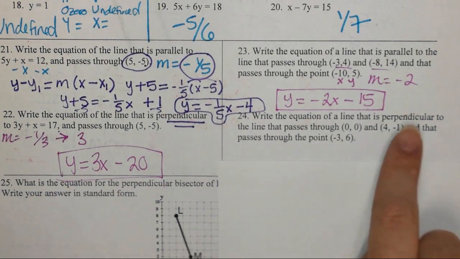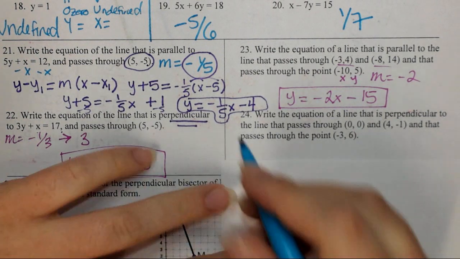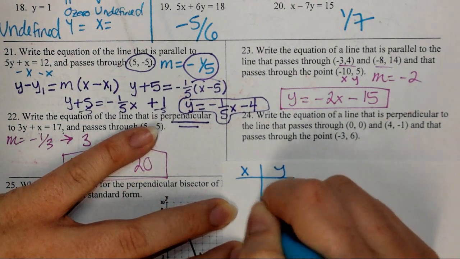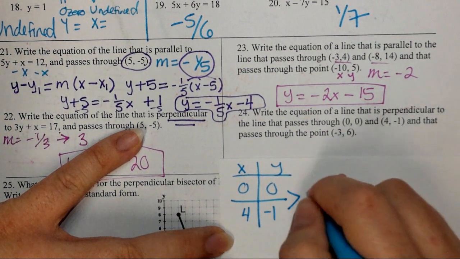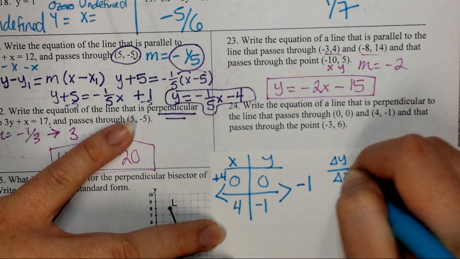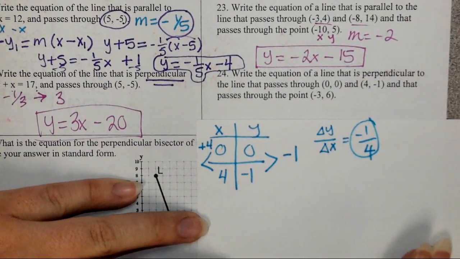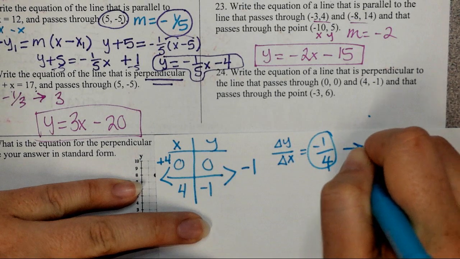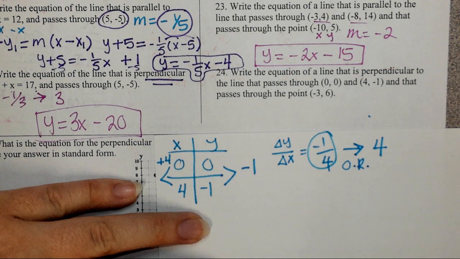Now we want a perpendicular line that passes through 0, 0, and 4, negative 1, and then through the point negative 3, 6. Just like the other problem, we're going to start off with our table. We've got 0, 0, 4, negative 1, so that's going to be negative 1 plus 4. So our slope is equal to negative 1/4. Now we want the perpendicular slope, so when you do the opposite reciprocal, that becomes a positive 4.